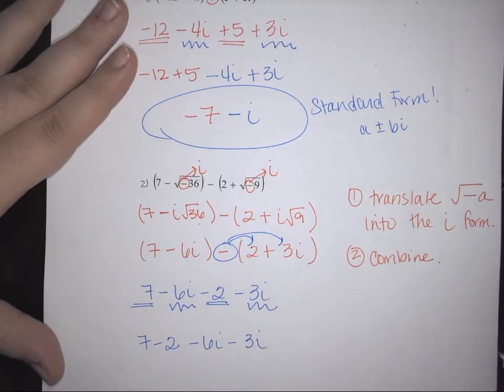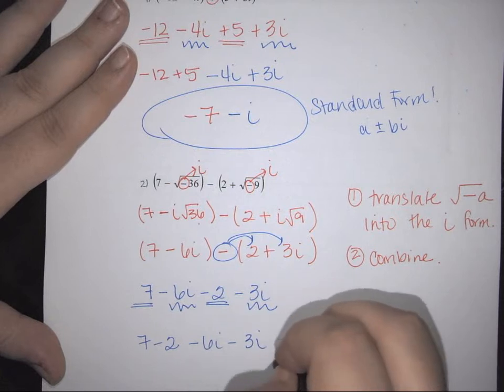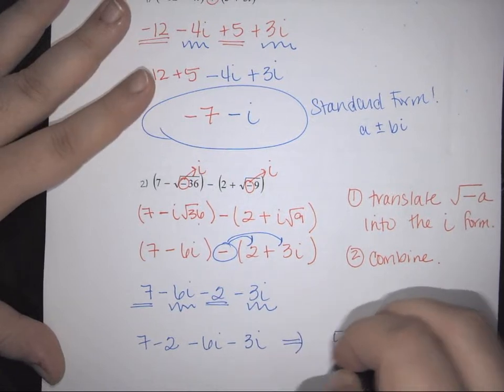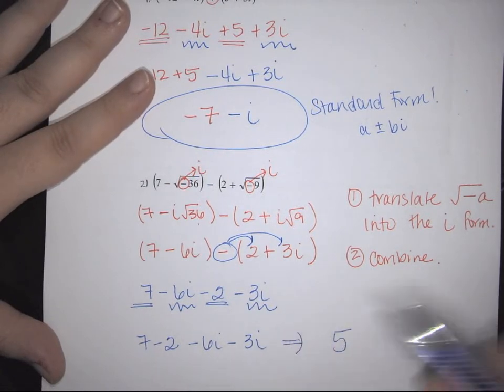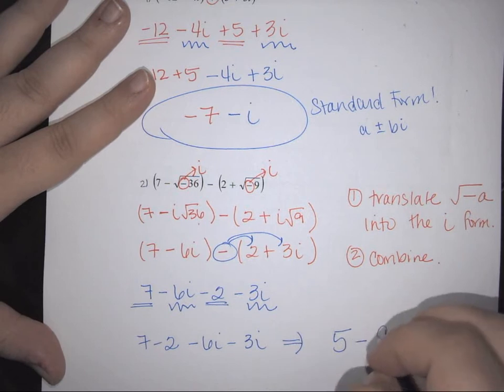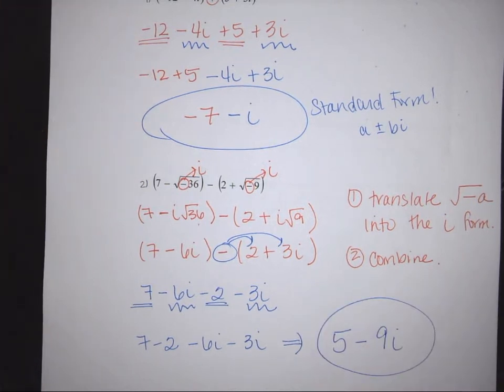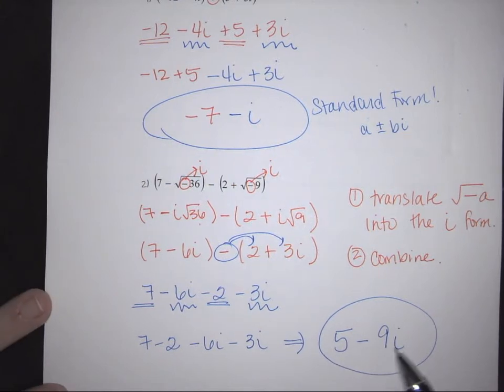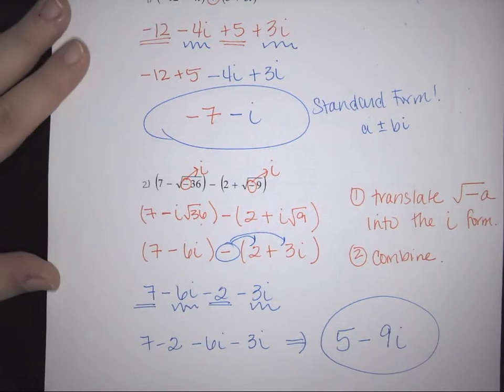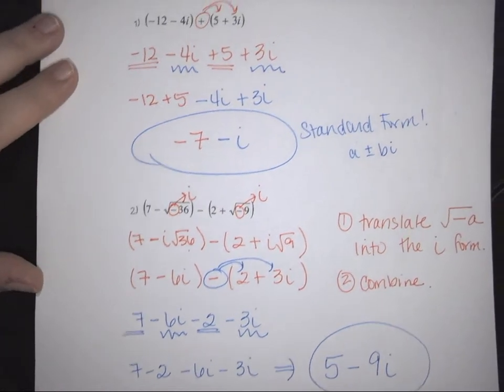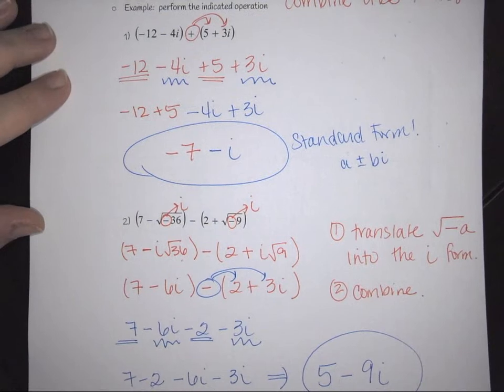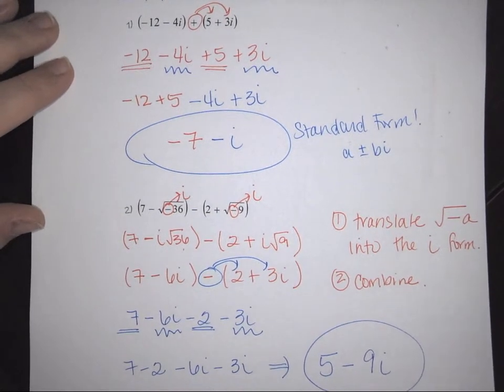7 minus 2 is going to give me a 5. Negative 6 minus 3 is a negative 9i. The last thing you would want to do is double check, is this in the form a plus bi? And yes, it is. So this is standard form, therefore I have finished. Okay? So those are two examples of addition or subtraction using imaginary numbers.